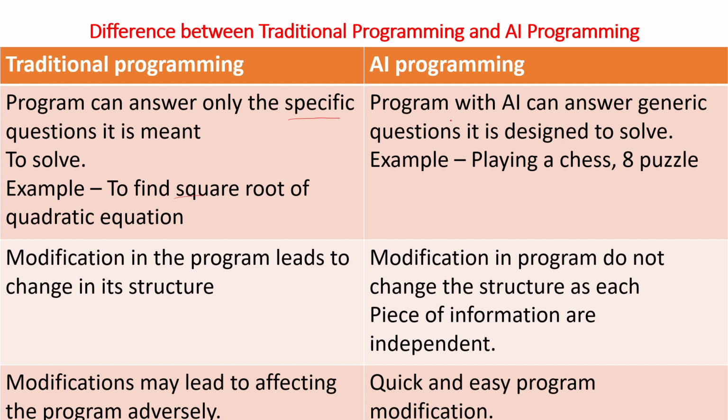But in AI programming, it can answer a generic question it is designed to solve. For example, 8 puzzle problem, playing chess. All this will be discussed. In this lecture, I have discussed the 8 puzzle problem.